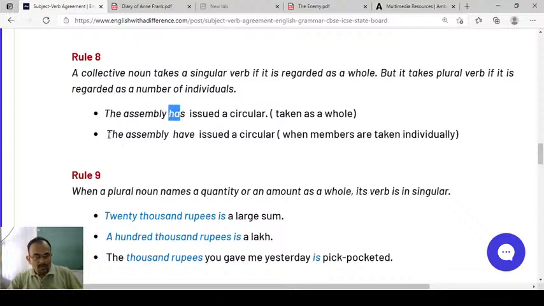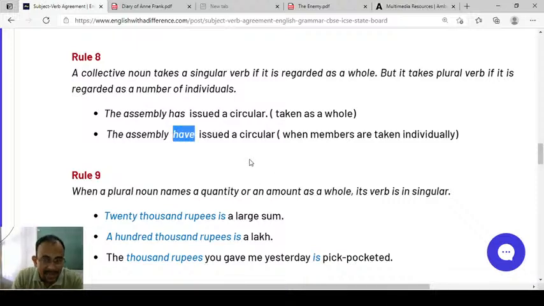But whenever each and every member of the assembly is taken separately or individually, the assembly will take a plural verb. Understood? So, the assembly have issued a circular. When members are taken individually, it takes a plural verb, and whenever it is taken collectively, it is used as a singular and takes a singular verb.